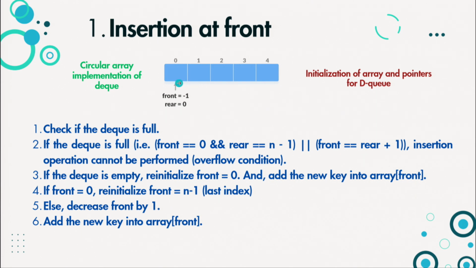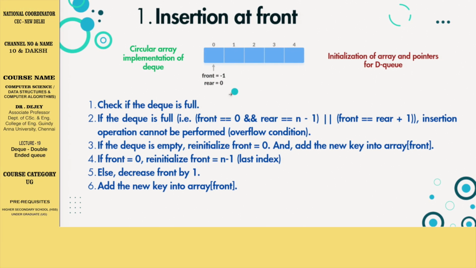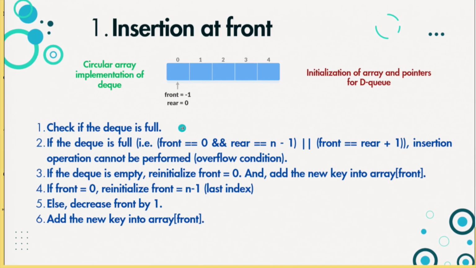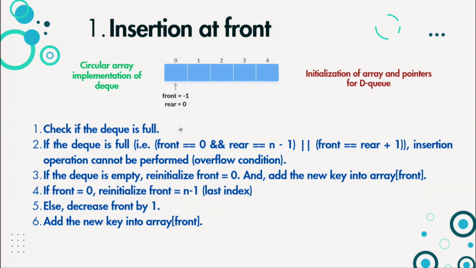Now you could see here we have an array with 5 locations, and the array index spans from 0 to 4, and by the time we initialize our DQ, we initialize the pointers front and rear with values -1 and 0. And now we begin with insertion at front. First and foremost, whenever we do insertion, we have to check whether the queue is full or not. So, the first step is checking whether the DQ is full or not.